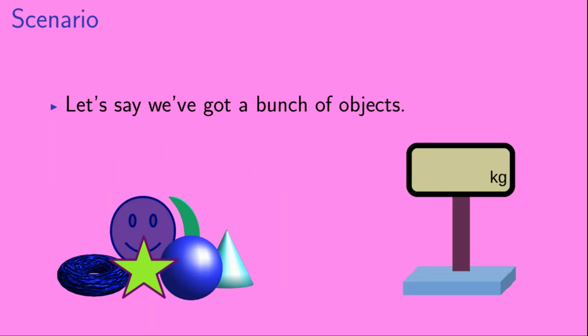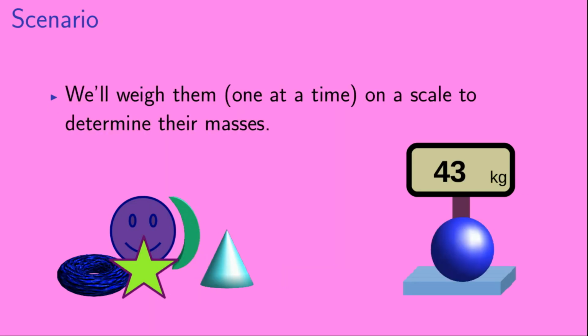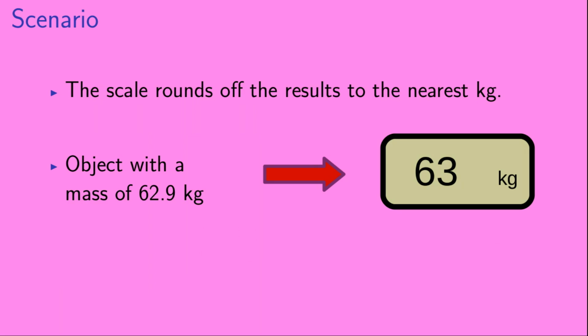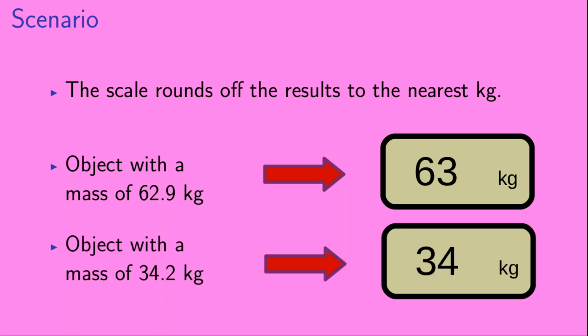Okay, so let's outline our scenario. Let's say we've got a bunch of objects. We'll weigh each of these objects one at a time on a scale to determine each of their masses. Now, this scale rounds off the results to the nearest kilogram. So this means that if we have an object that has a mass of 62.9 kilograms, the scale will say 63 kilograms. And if we have an object with a mass of 34.2 kilograms, the scale will say 34 kilograms.